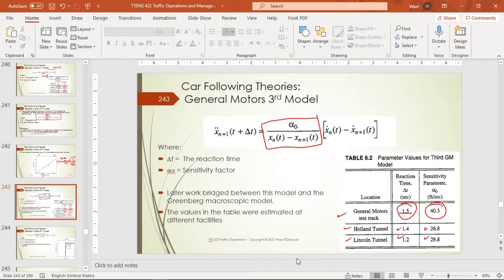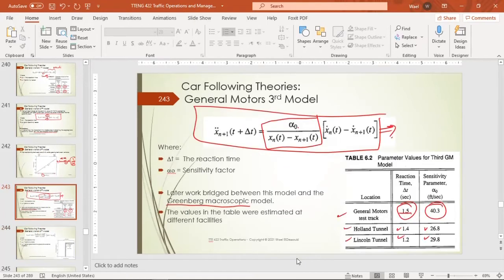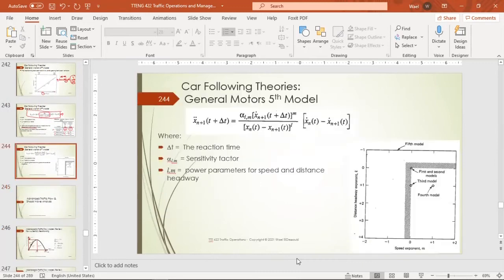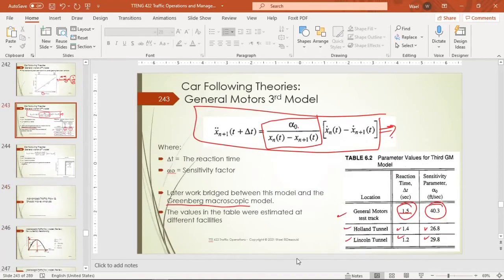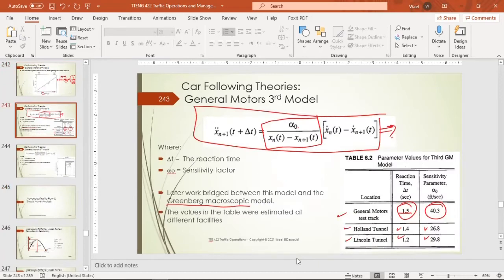Actually, this model is a key breakthrough, because from this model there's a direct link to Greenberg macroscopic model, as we will show later today, inshallah. Then they developed that was the third model. There was the fourth model, which I don't have here.